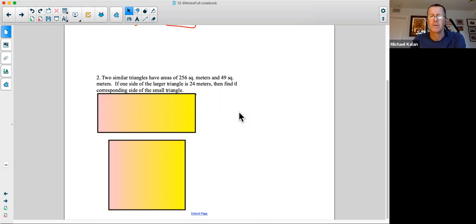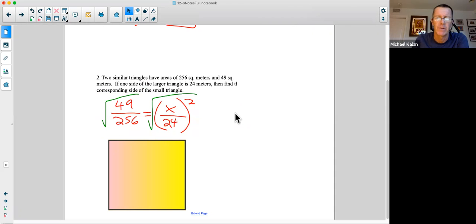All right, I'm back, so here we go. Hopefully you set it up as 49 over 256 equals x, which is the length of the corresponding small side, over 24, squared, okay? And by the way, you could have these flips.